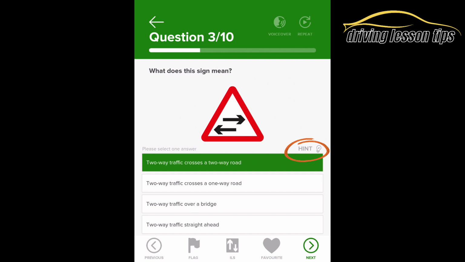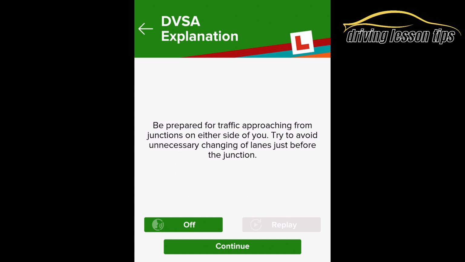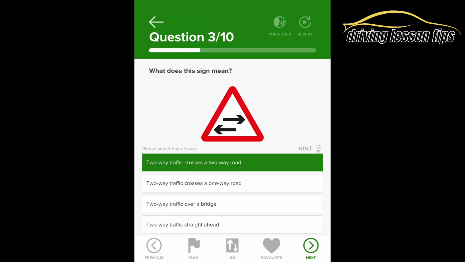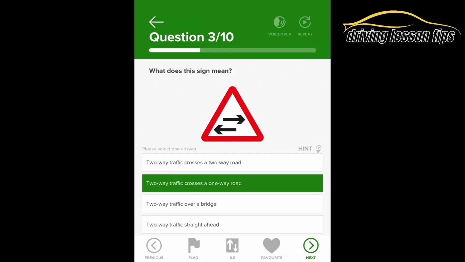We can also look at the hint here as well. Is it two-way traffic crosses a two-way road, two-way traffic crosses a one-way road, two-way traffic over a bridge, or two-way traffic straight ahead? Okay, let's look at the hint. Be prepared for traffic approaching from junctions on either side of you. Try to avoid unnecessary changing of lanes just before the junction. The answer is actually B, two-way traffic crosses a one-way road. You're going up a one-way street with a crossroad junction, and in that crossroad junction, traffic will be moving from the left and the right.